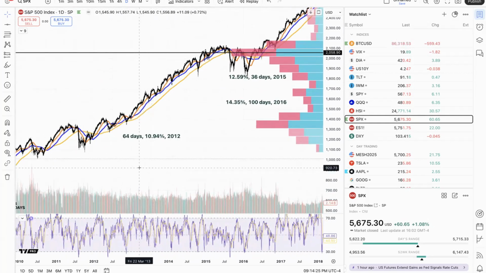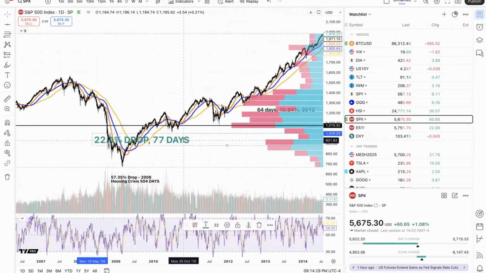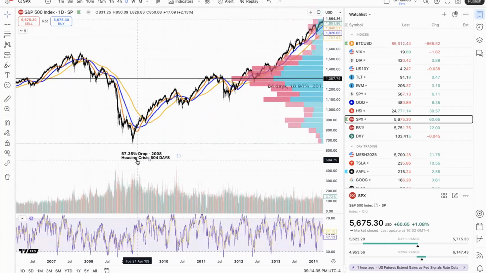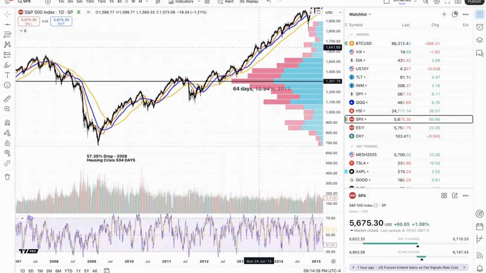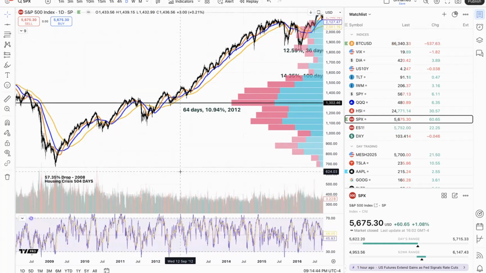Here's another 10.94%. Now, here's the housing crisis drop. This is 2008. This is that 57.35% drop. And this one lasted 504 days before it made new all-time highs, right? So this one did last quite some time, but again, it recovered.